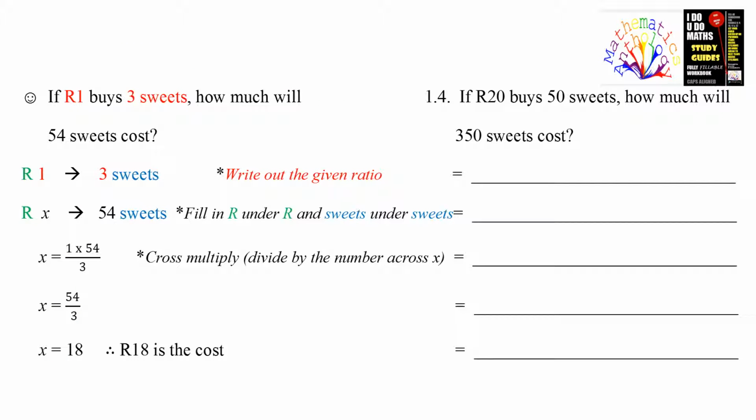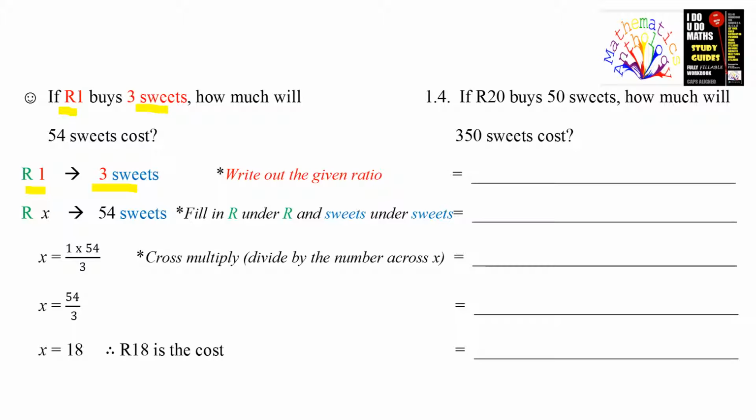If we look at ratio and rate again, the next example: if 1 rand buys 3 sweets, how much will 54 sweets cost? So our rate here is 1 rand is to 3 sweets. That's what we're given, and that's the ratio that we're going to use here. So we're talking about, remember, money and sweets.